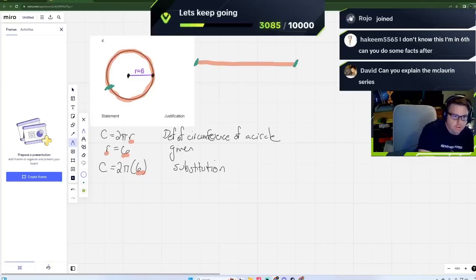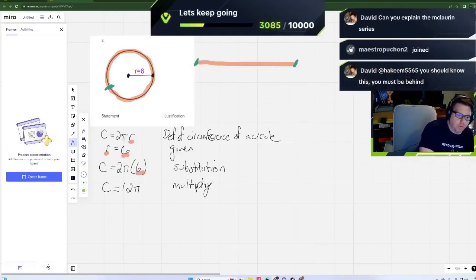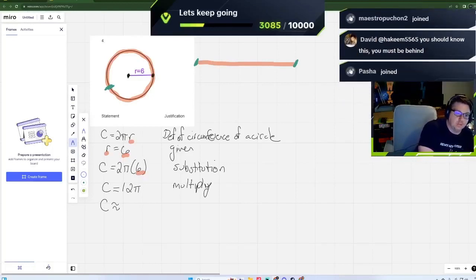And if you know why you're doing something, it makes it so much easier to actually do it. Now, if I do 2 times 6, I get 12 pi. So I'm just multiplying. And then if we want to approximate, they're going to use these 2 wavy lines to show an approximation, I could take 12 and multiply by 3.1415926535897, I think is the next number after.